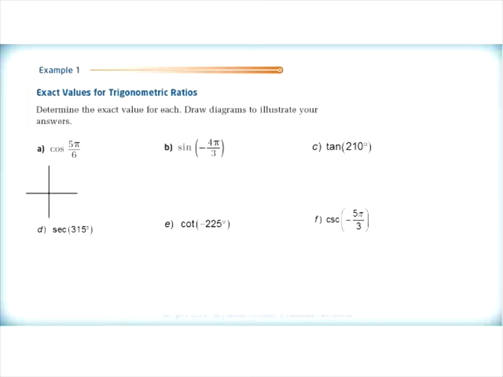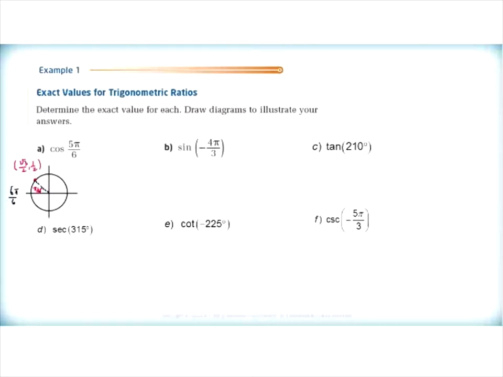Let's draw a diagram here. 5 pi over 6. Here's my unit circle. Now, 5 pi over 6, you need to think about where 5 pi over 6 is located. Well, this is 6 pi over 6 here, which is pi. 5 pi over 6 is 1 pi over 6 less than that, so that's right here. Reference angle, very important. Reference angle here is pi over 6. And the point associated with a reference angle of pi over 6, which is 30 degrees, is root 3 over 2 and 1/2.